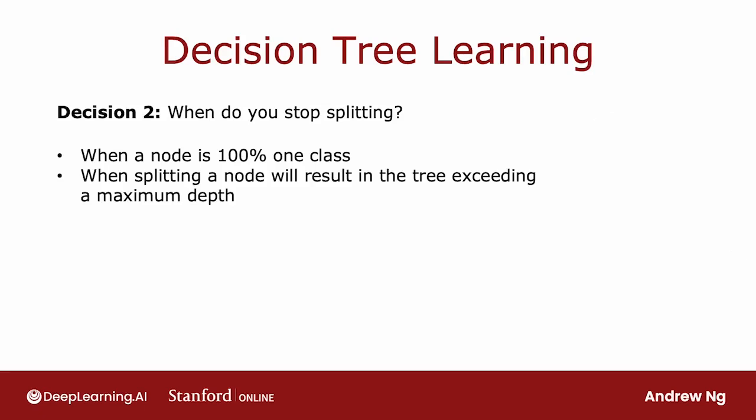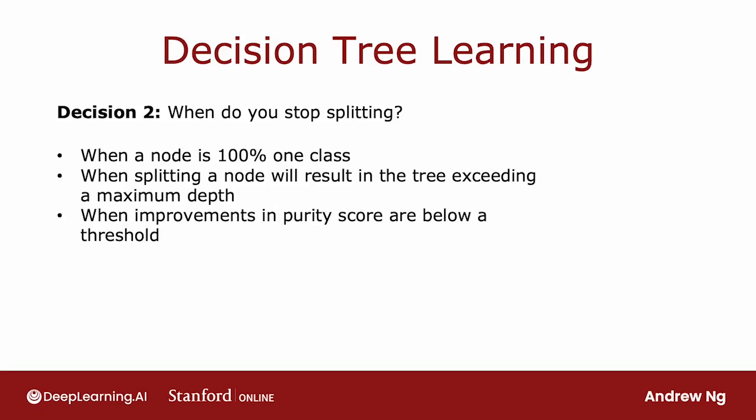Another criteria you might use to decide to stop splitting might be if the improvements in the purity score, which you will see in a later video, are below a certain threshold. So if splitting a node results in minimal improvements to purity, or as you see later, actually decreases in impurity, but if the gains are too small, then you might not bother. Again, both to keep the tree smaller and to reduce the risk of overfitting.